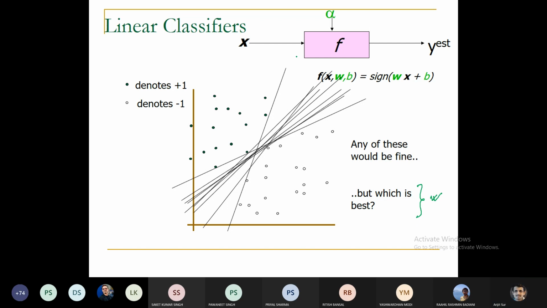These are the infinite, or a very large number of, decision boundaries. We try to find which decision boundary is the best. Now I formulate the problem of support vector machine in this way. So that is the question.